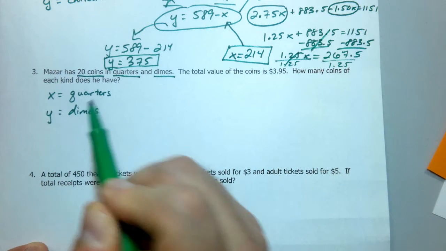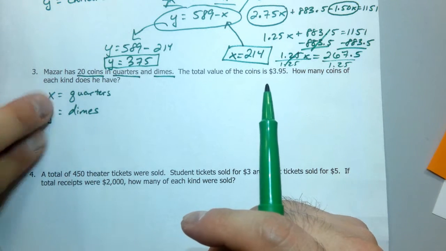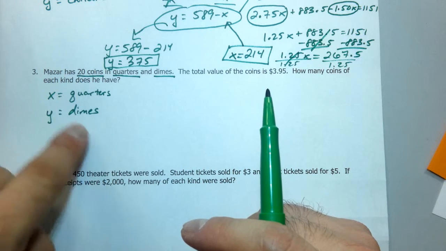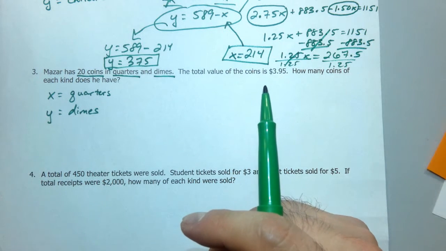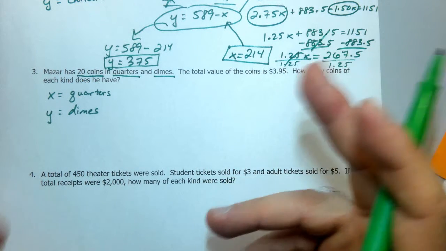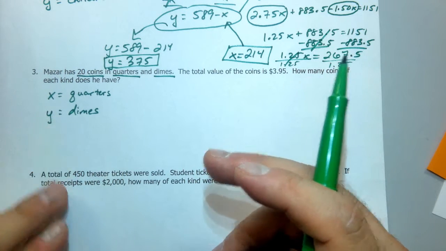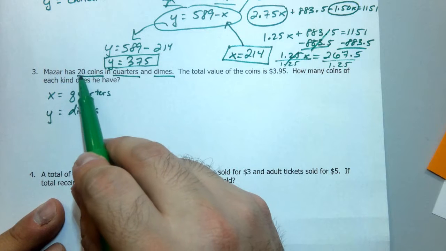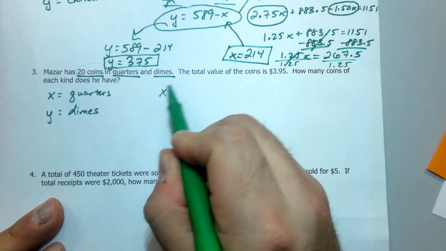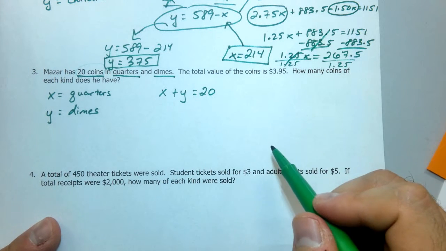I'm just sticking with the traditional X and Y, but it doesn't really matter what letter you use. It also doesn't matter if you flip these. You want to call quarters Y and X's dimes, it's still going to work out. And so what we're really looking for are the two answers. It doesn't really matter which is which, but it helps if you write it down to begin the problem. So now we know he has 20 coins in total. So our first equation will be some amount of quarters plus some amount of dimes equals 20 total coins.